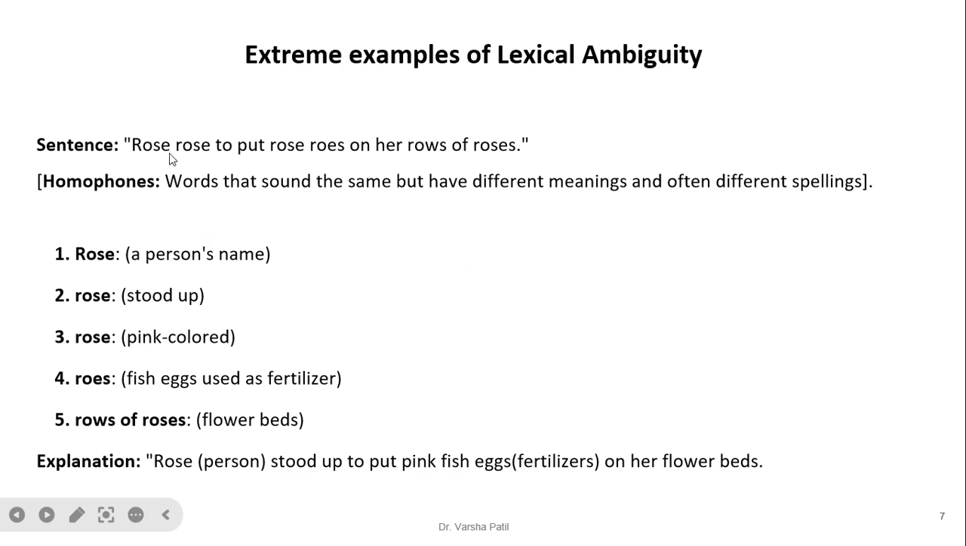So here we can see that rose and roses come under the category of homophones. So it is very difficult to understand this statement.